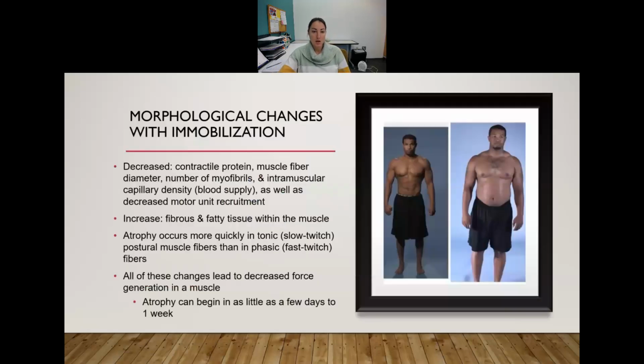All right, morphological changes with immobilization. So I put this picture on here. This is a guy, lives actually around here, that was on a show called I think it was called Fit to Flab to Fit, something like that.